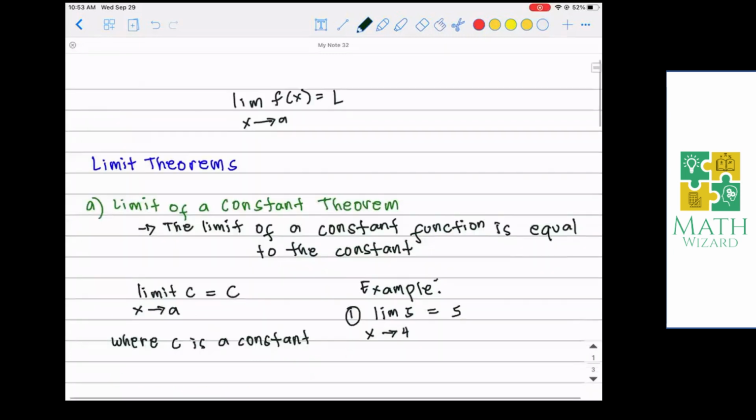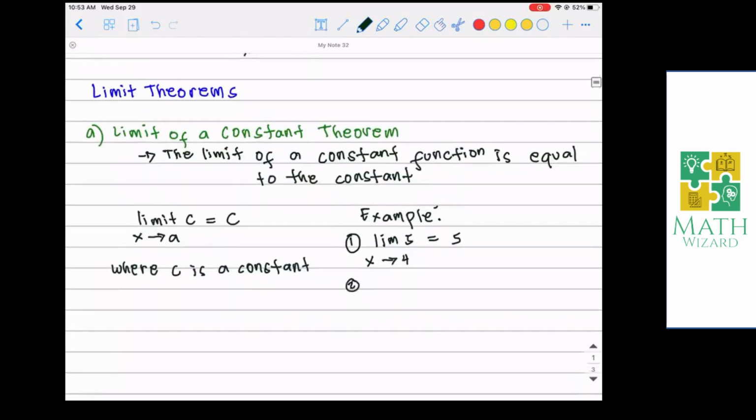Let's have another one. Let's say we are going to find the limit of -2 as x approaches to, let's say, 0. So the limit of -2 as x approaches to 0, we focus on the constant itself. Since ito ay limit ng isang constant, automatically, the answer is the constant itself. That's -2. So yung sagot natin in finding for the limit of -2 as x approaches to 0, the answer is -2.